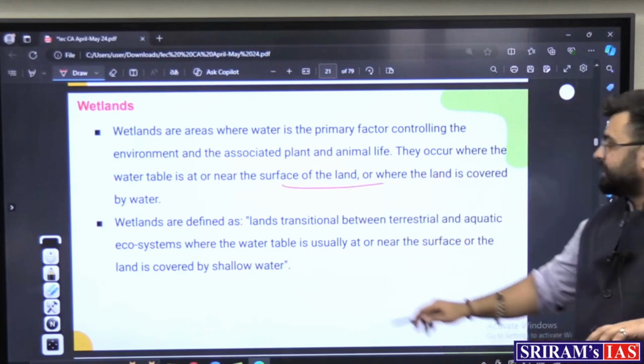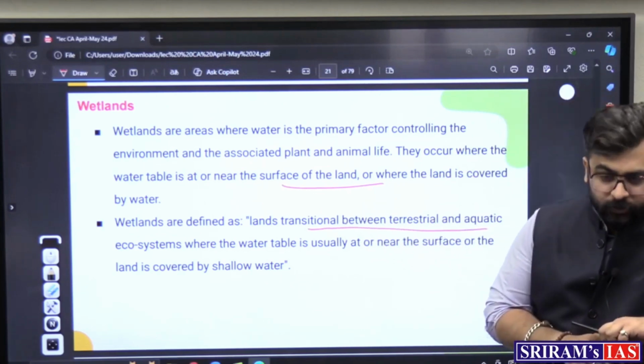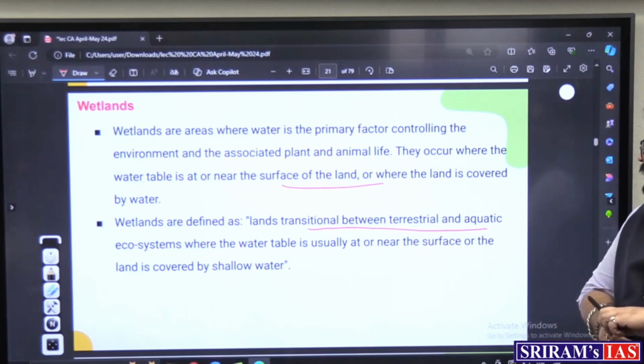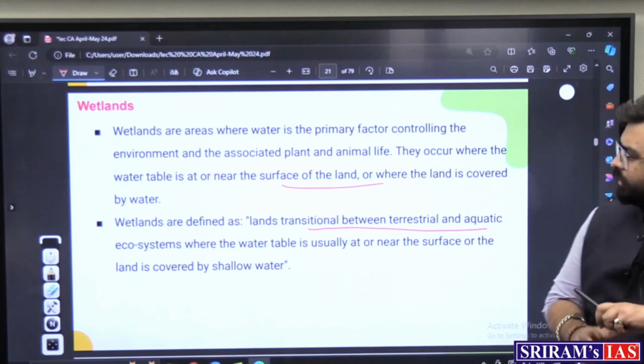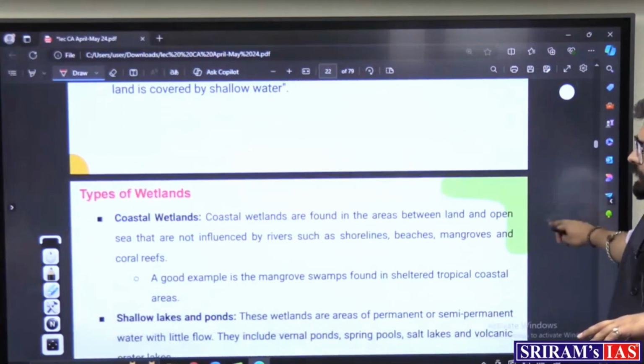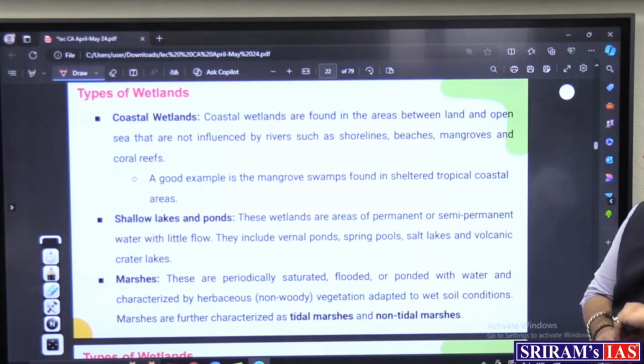Wetlands are defined as lands transitional between terrestrial and aquatic ecosystems, where the water table is usually at or near the surface or land is covered by shallow water. So basically it is one and the same thing. I have already explained this. Then what are the types of wetlands? Again I have highlighted this.